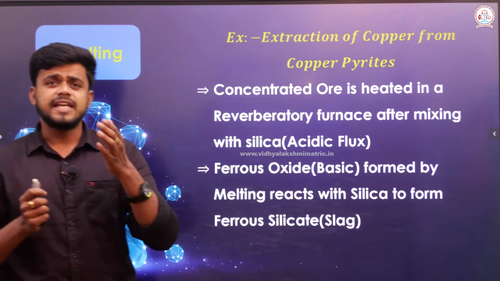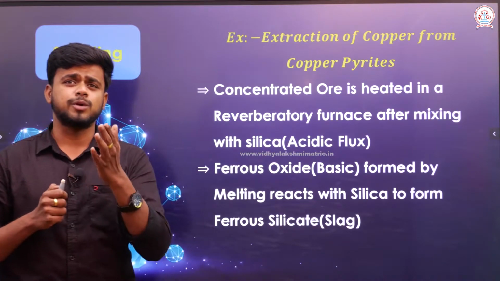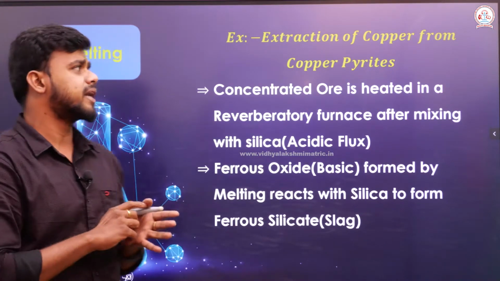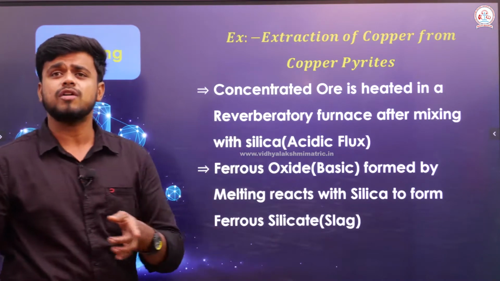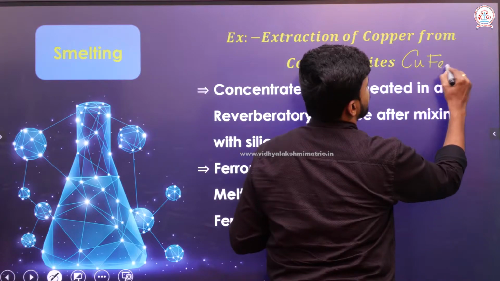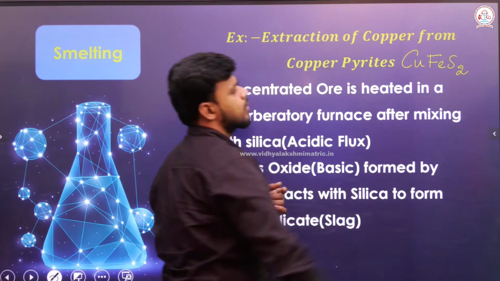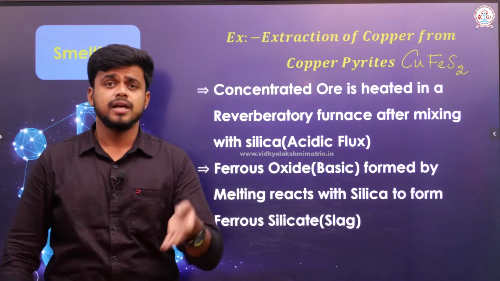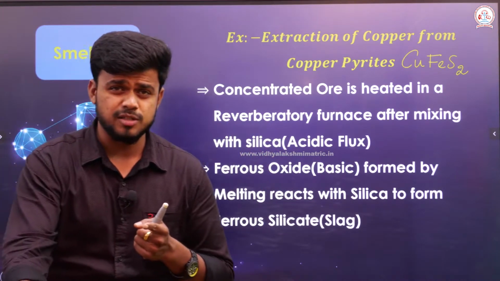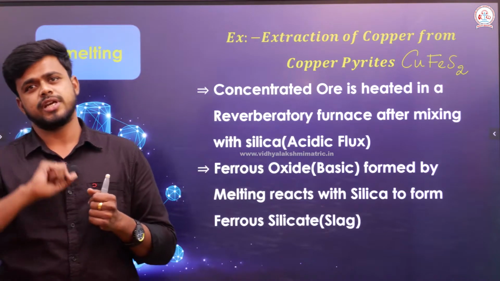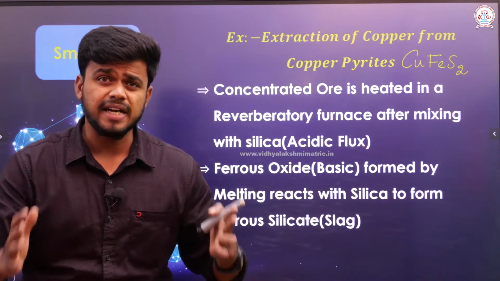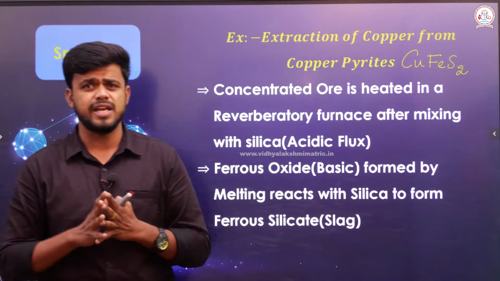Yes. The next example that we are going to look into here is the extraction of copper from copper pyrite. Copper pyrite is an ore of copper. So its molecular formula is CuFeS2. Okay. What are we doing? I told you that the ore, before undergoing the process called smelting, must be concentrated. Okay. The concentrated ore is taken in a reverberatory furnace.